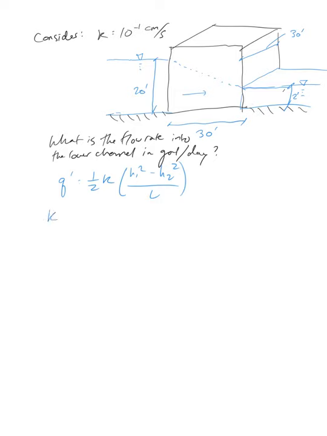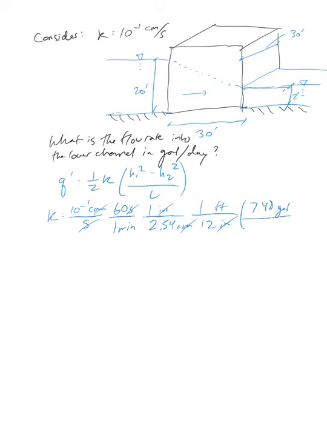So we're going to take K, 10 to the minus first centimeters per second. We're going to multiply by 60 seconds in 1 minute. We're going to multiply by 1 inch is 2.54 centimeters. 1 foot has 12 inches. And there's 7.48 gallons per cubic foot.